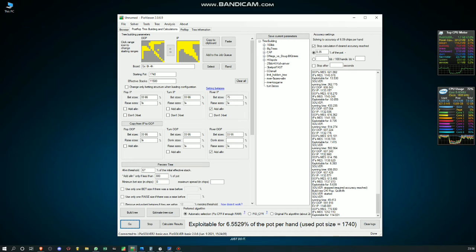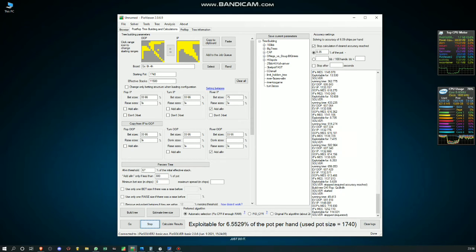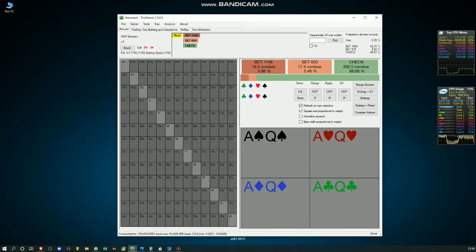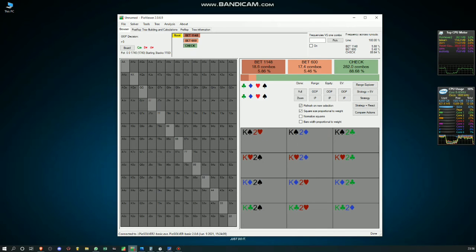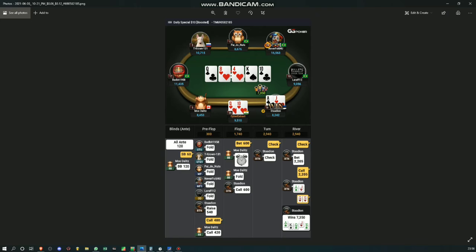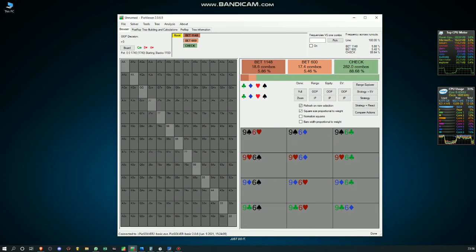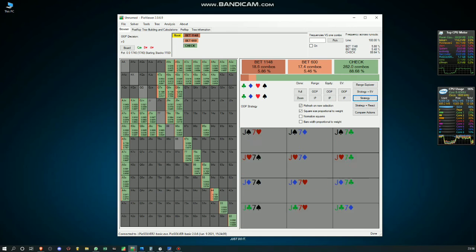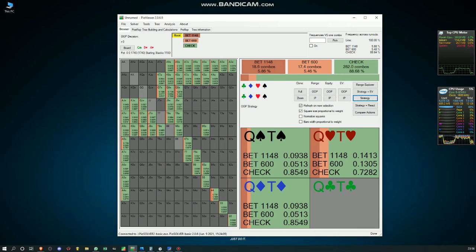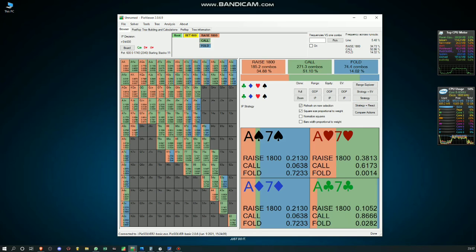So it says exploitable. It has solved the entire tree, and it says exploitable for 6.5529%. Now we're going to go into the results, and we're going to stop the solver. There we go, the browser. Let's say what we did was, on the flop we did a bet, which was 600. If you see the strategy, we have queen ten of hearts. It's telling us to check on a frequency of 72%, and bet 600 on 13% frequency. So we did bet 600, and he calls.